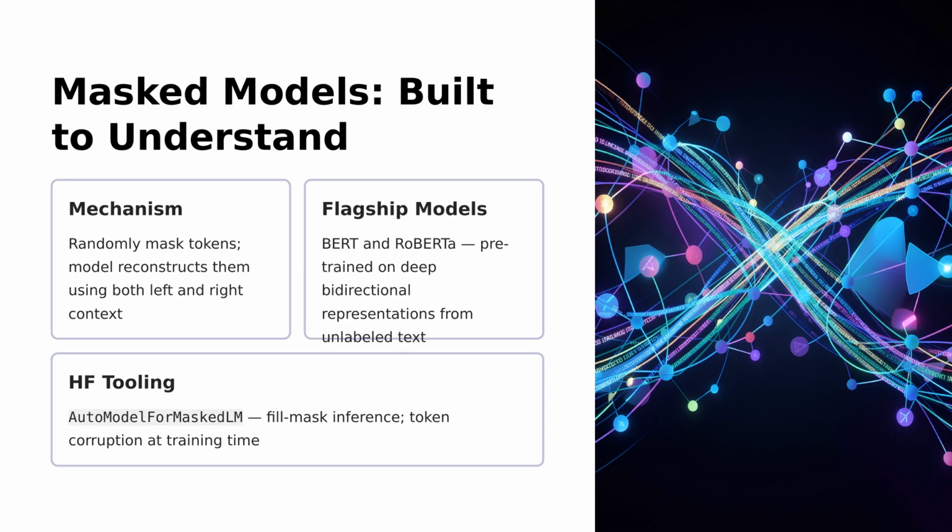Masked language models are built to understand context by hiding some tokens and asking the model to predict them from both the left and the right. That bidirectional setup helps them learn rich language representations from unlabeled text. BERT and RoBERTa are the classic examples. In Hugging Face, AutoModelForMaskedLM supports this setup, including fill-mask inference and the token corruption used during training.